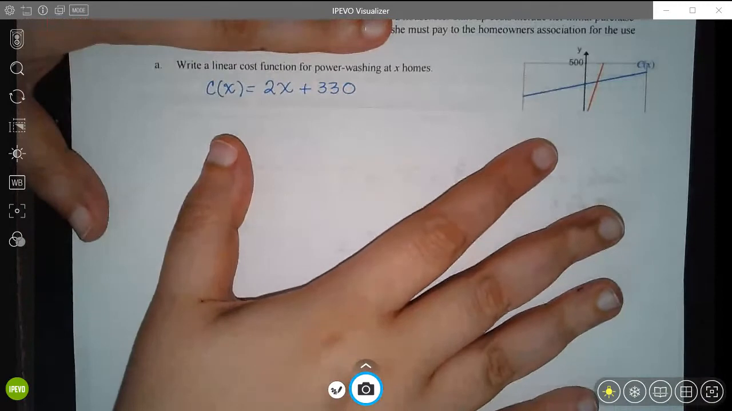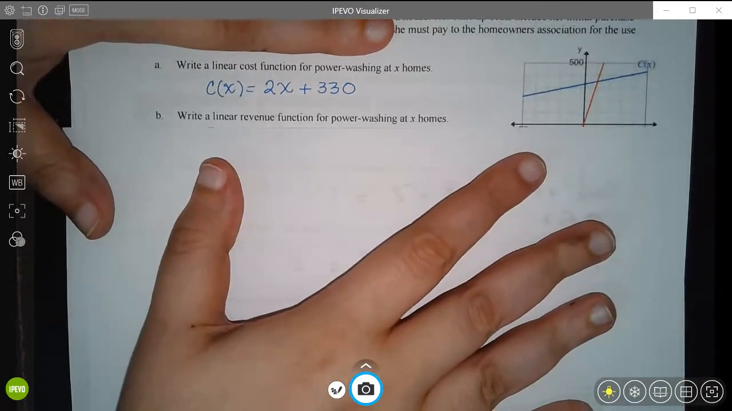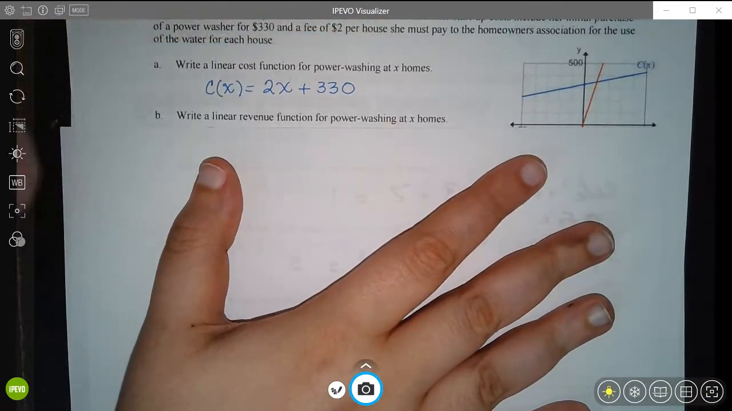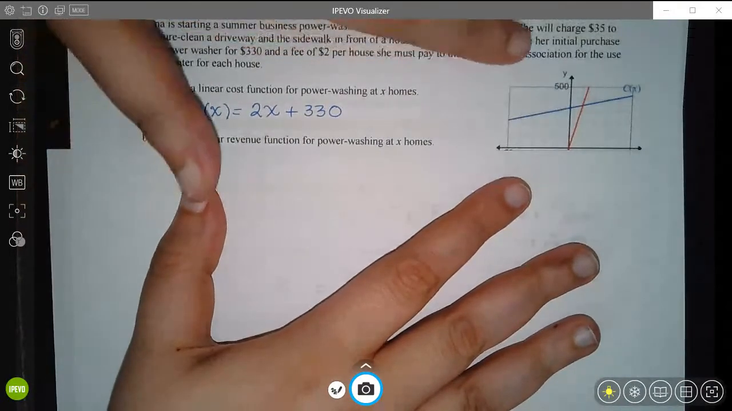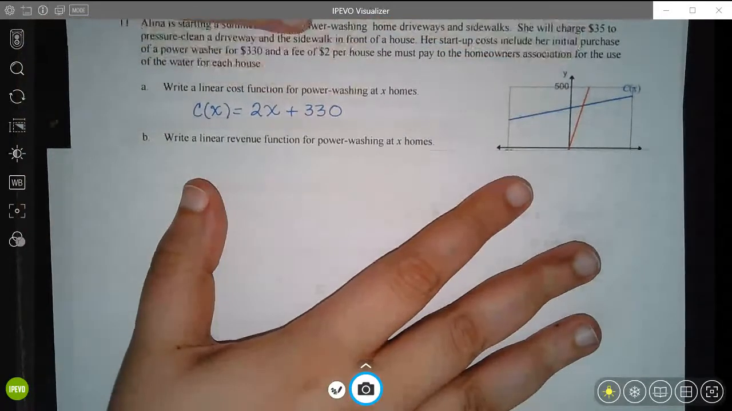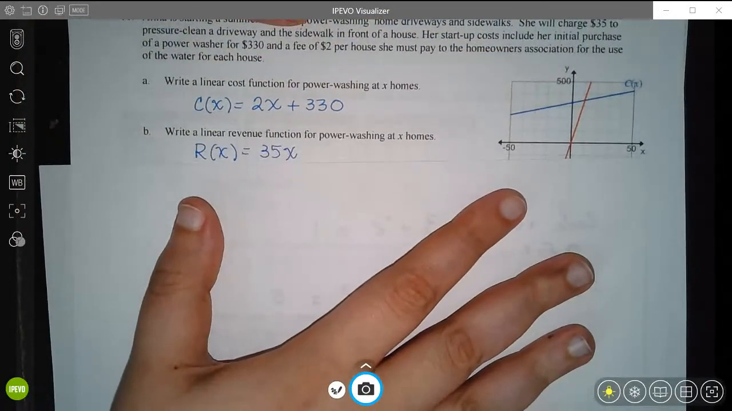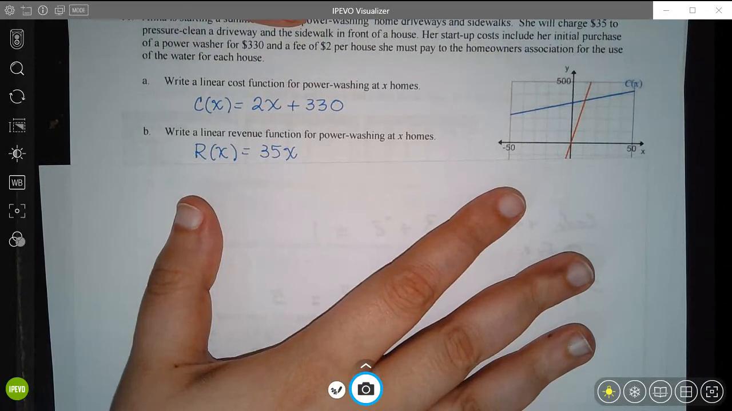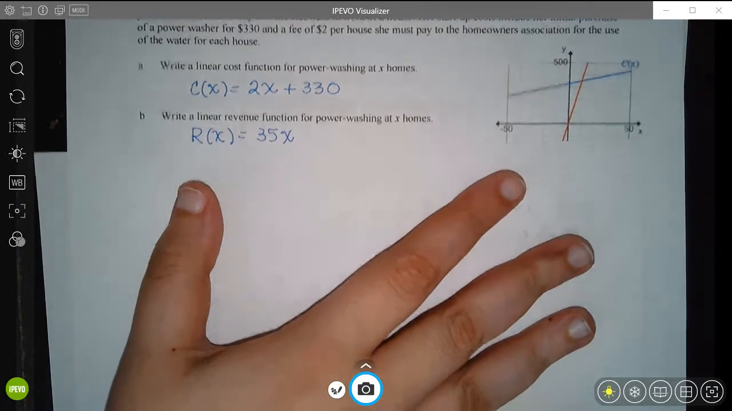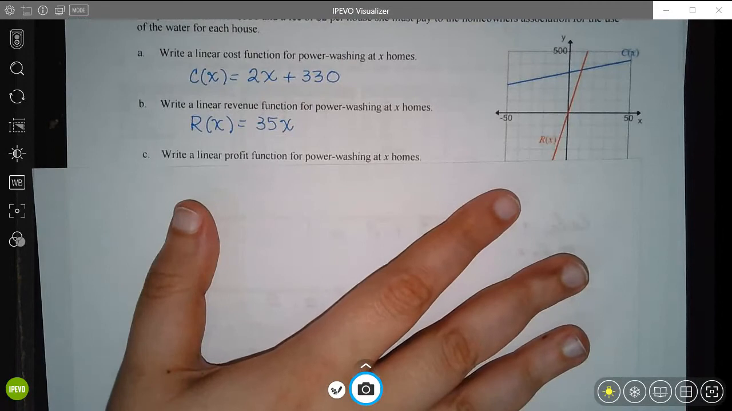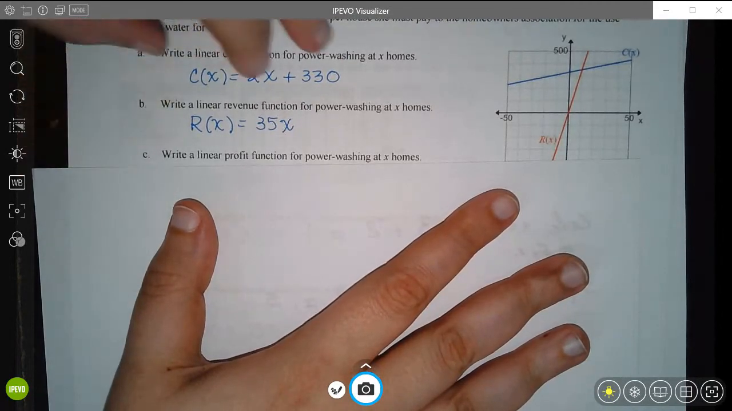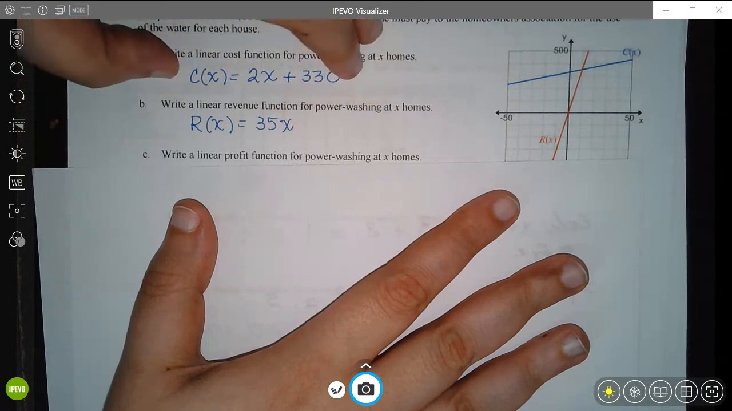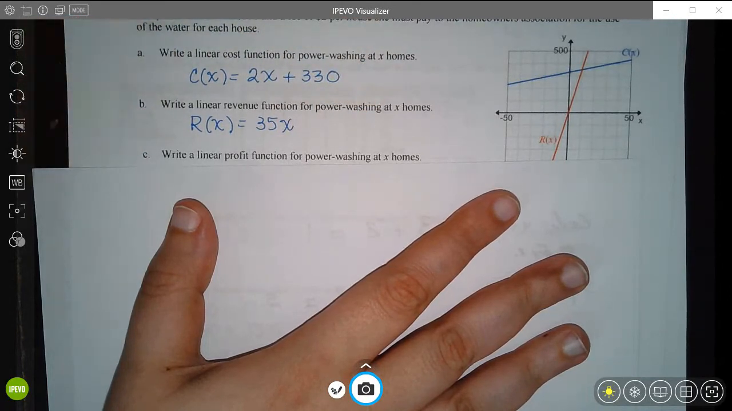All right, awesome. Now let's look at the revenue. Now calculation of this is even easier. It's the price times the number of houses. So according to the question, the price was what? It's right here. It's 35, yes? So it's going to be 35 times x. Yeah, so that one's simple. Now, when you find the profit, what you need to do is subtract R and C, right? So you're going to subtract C, which is what she paid, from R, which is what she made, and that will be her profit. Make sense?